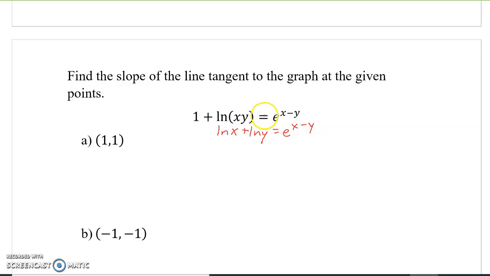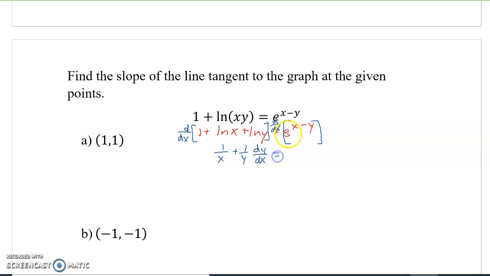And the reason I would do that is so I could avoid the product rule. So I guess I should leave the 1 there, even though it's going to go away. The derivative with respect to x of the left side of the equation is going to equal the derivative with respect to x of the right side of the equation. So when we take the derivative of 1, it's gone. Derivative of natural log of x is 1 over x. Derivative of natural log of y is 1 over y dy/dx.